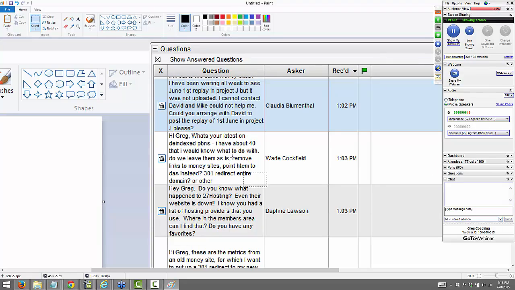Alright, from Wade. What's your latest on de-indexed PBNs? I have about 40 that I don't know what to do with. Do we leave them as is, remove links to money sites, point them to DAS instead, or 301 redirect the entire domain? I usually just don't use them anymore, Wade. Like, I just won't do anything with them. I mean, I might test with them, but usually I just don't use them at all.